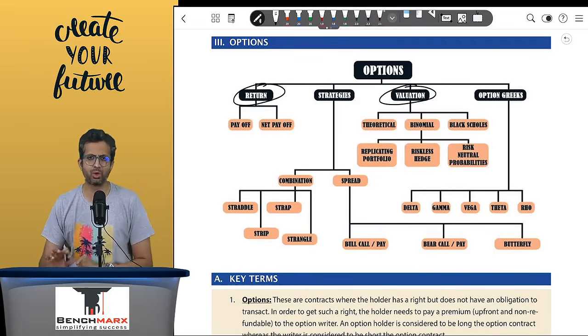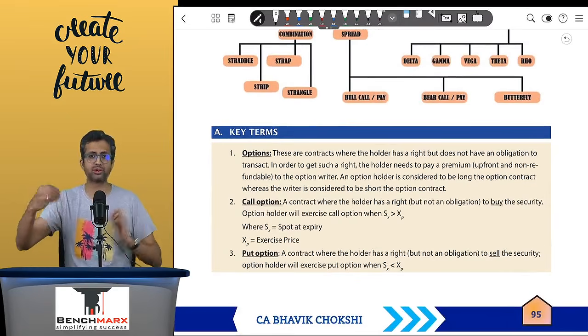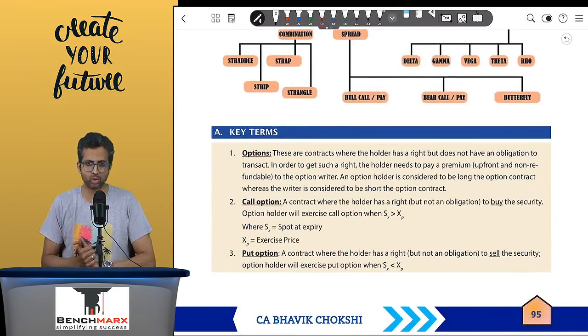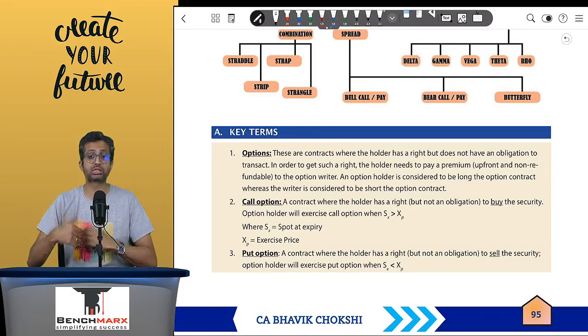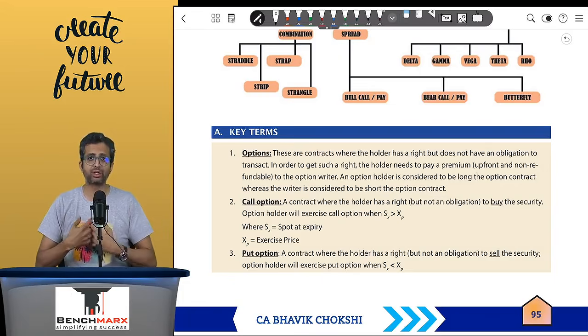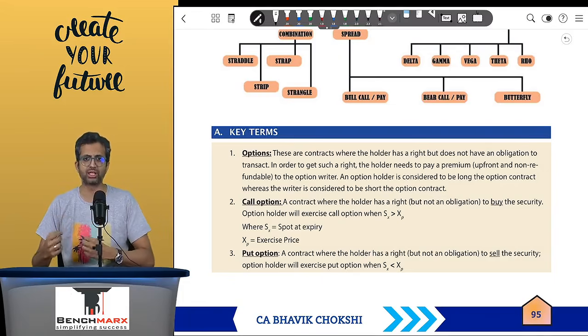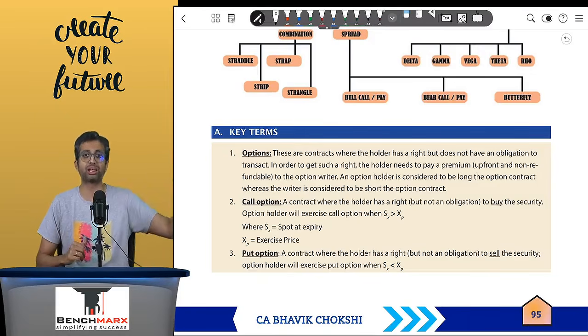So first, before we proceed, we brush up our understanding of a few key terms. Options refer to rights but not obligations to enter into a contract. A call option is a right to buy, and will be exercised if the spot at expiry is greater than the exercise price. It makes sense to buy at a lower value rather than a higher value. So spot at expiry should be greater than the exercise price in order to exercise the call option.